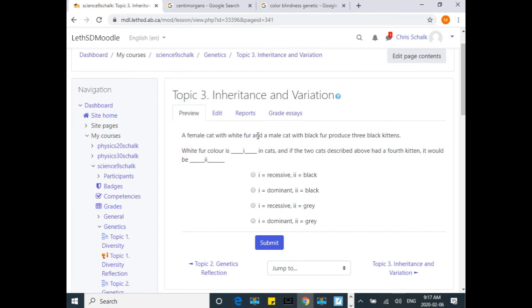There's a female cat with white fur, a male cat with black fur, and they produce 3 black kittens. So far, so good. White fur, black fur, 3 black kittens. What does the 3 black kittens tell you? What's dominant? Probably black, yeah. So white fur color has got to be recessive, so it's one of these two. And if the two cats described above had a fourth kitten, it's probably going to be black.